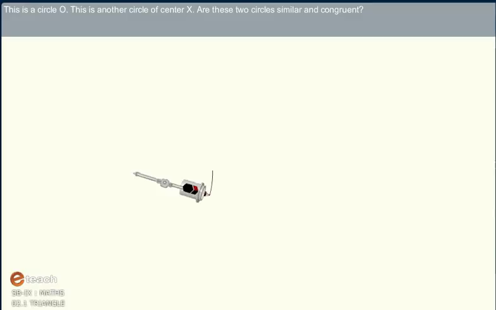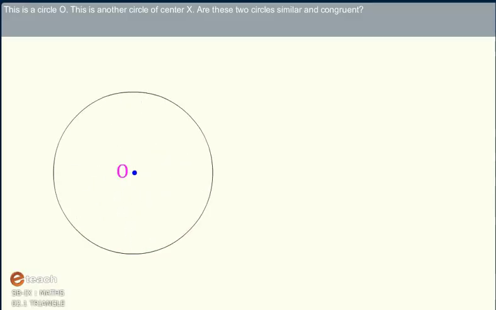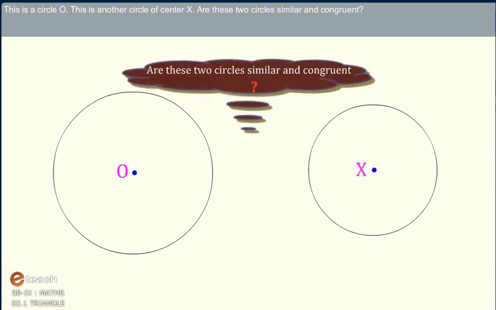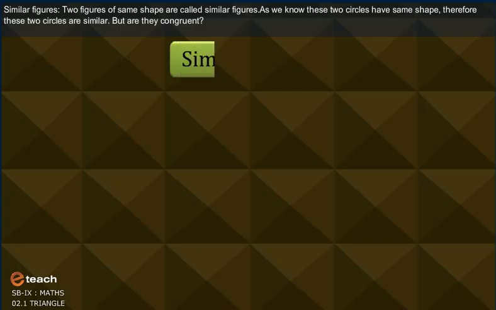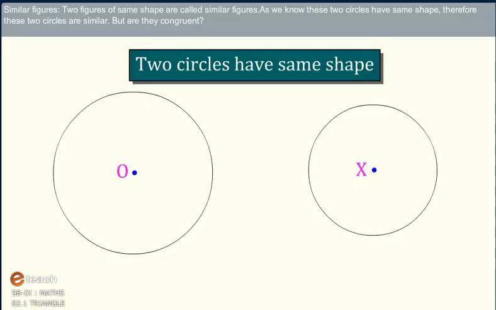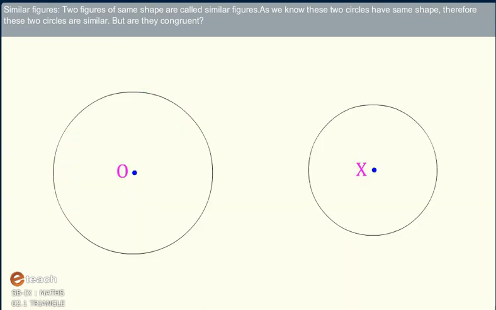Hello student. This is a circle O. This is another circle of center X. Are these two circles similar and congruent? Similar figures. Two figures of same shape are called similar figures. As we know, these two circles have same shape. Therefore, these two circles are similar.